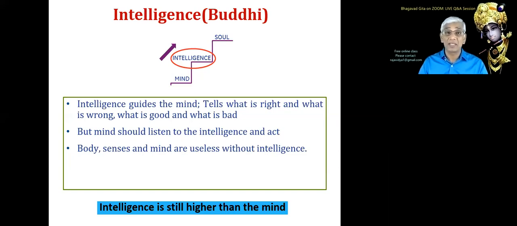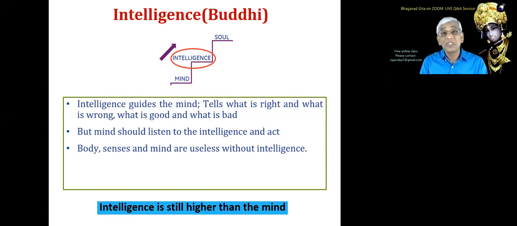If we are not able to use intelligence, then even though our body is working well, our senses are working great, and our mind is working well, if we don't have intelligence, then the mind will follow the senses. Mind will follow the senses and it will follow through the sense objects. So we will try to enjoy in this material world, but really at the end we are going to suffer.